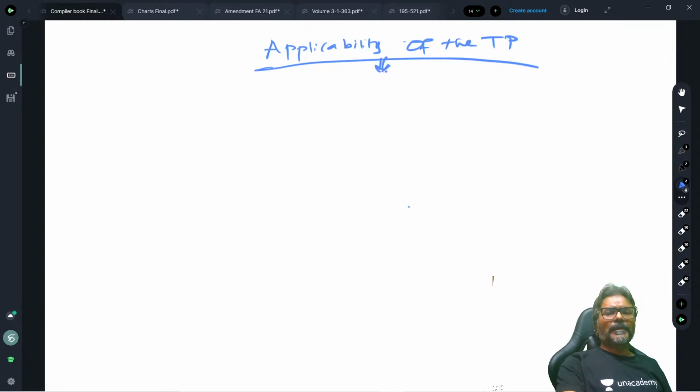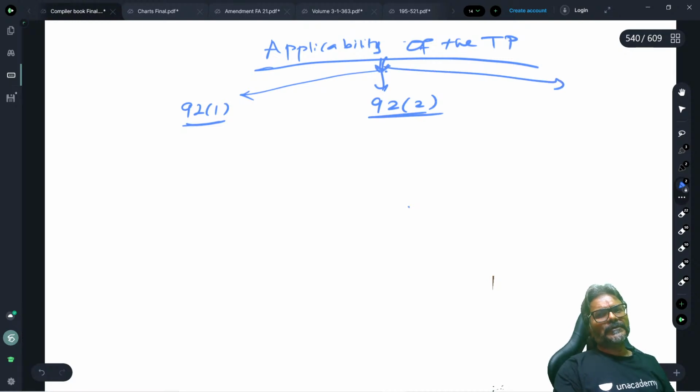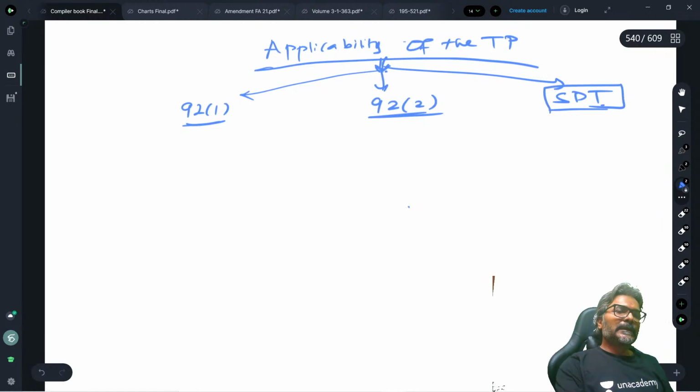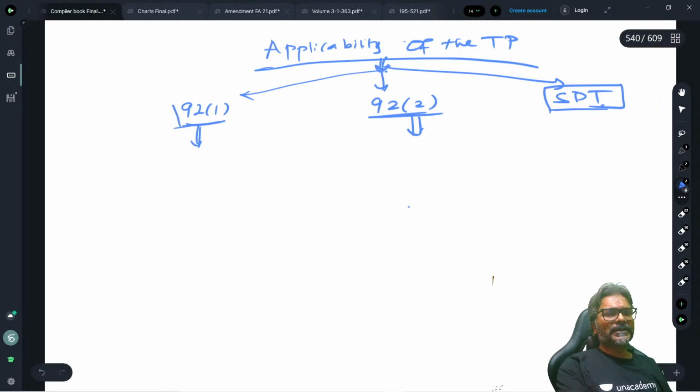Now when you talk about the applicability part, there are sections like 92.1, the main section. Thereafter you have 92.2, and the last one, students, is about the specified domestic transaction. First of all, I'll take you through 92.1 and 92.2. Specified domestic transaction, students, we will do towards the end of this particular concept. But before that, let's look at section 92.1.